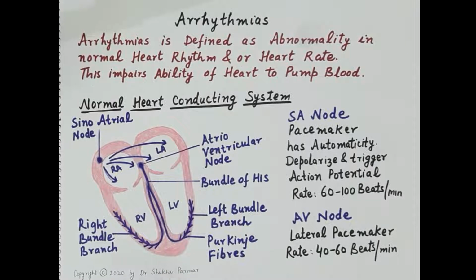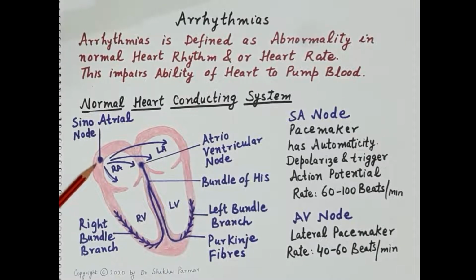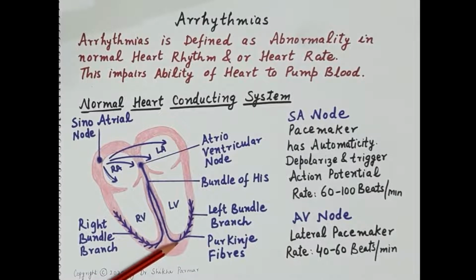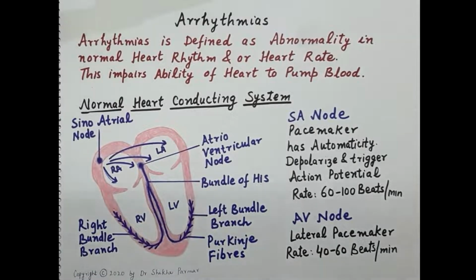And abnormality in the automaticity, that is the generation of impulses, and in the conductivity of impulses from the SA node to the Purkinje fibers leads to arrhythmias.